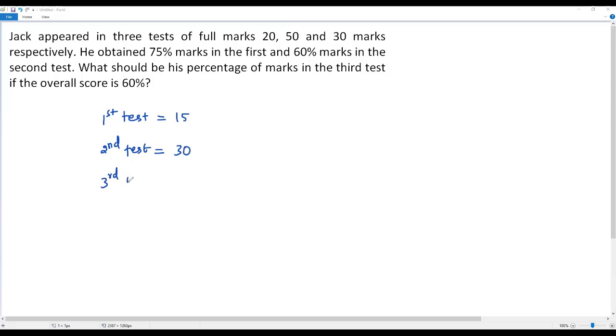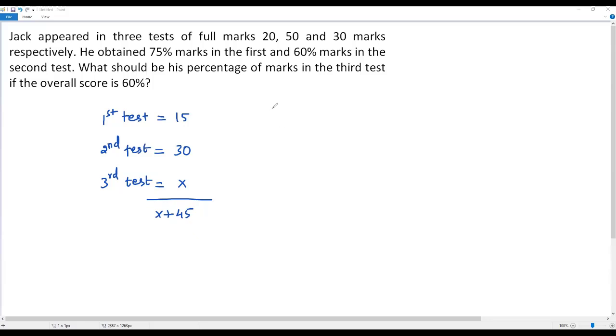And for the third test, I do not know the score. Let me assume X is the mark scored by Jack in the third test. That is out of the full marks 30. In the third test, he scored X. Now let's add the total marks scored by Jack in all the 3 tests. Then we get X + 45. So this is the total marks scored by Jack in all the 3 tests.